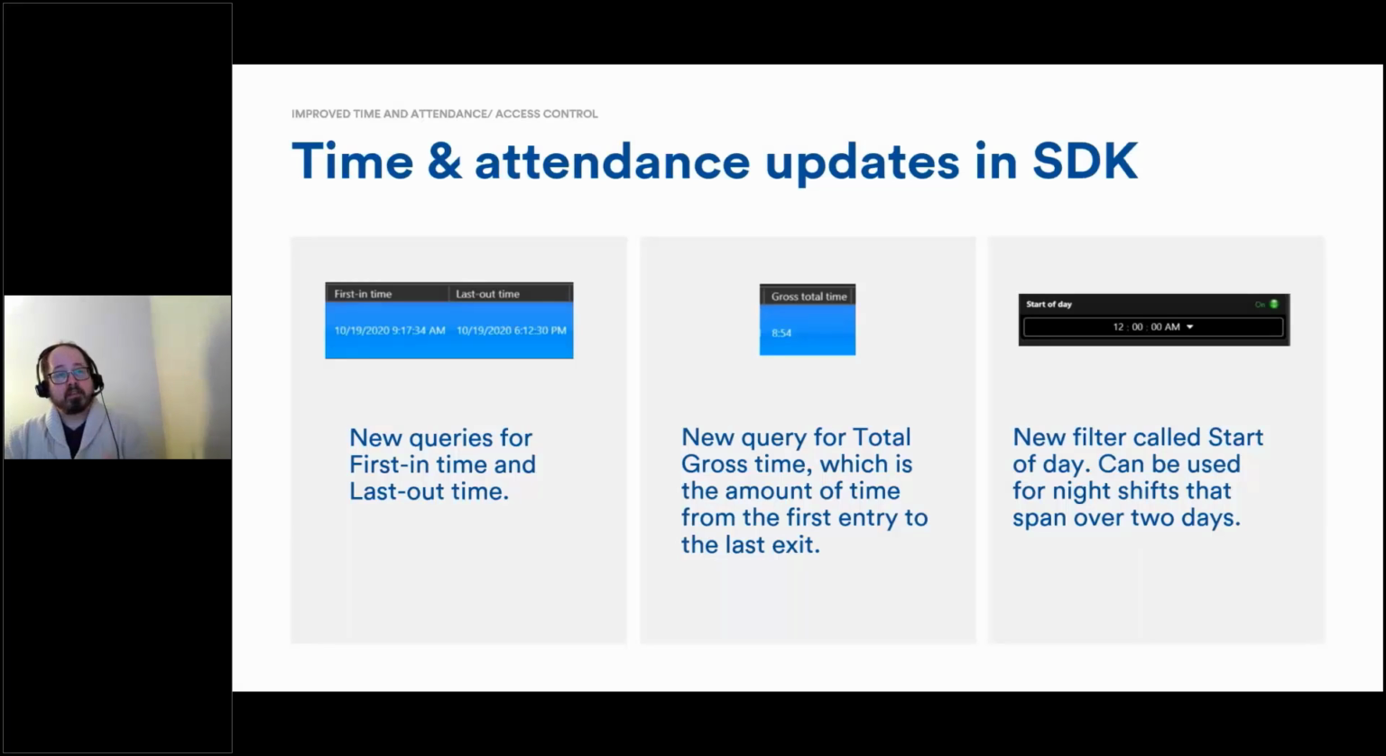So what does this give you as partners? Well, new granularity with additional data, right? So there's new queries for first in time, last out time. New queries for the total gross time, if that's something you want to keep an eye on, right? How long have they been on site in general? So all of these new data points can be brought in through the SDK.